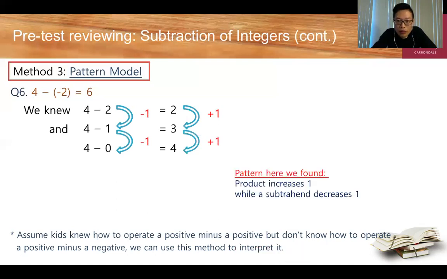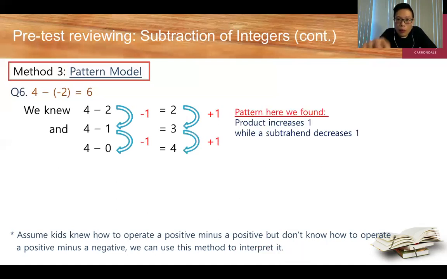Okay, so we found the pattern here. As you can see, when the subtract hand decreases 1, the product will increase 1. Okay, subtract hand decreases 1, the product will increase 1. That's the pattern we found here.